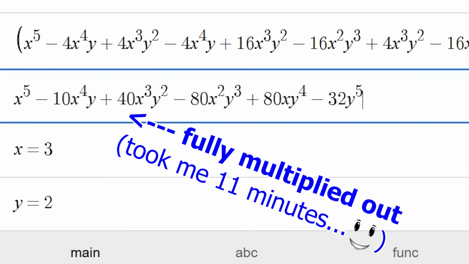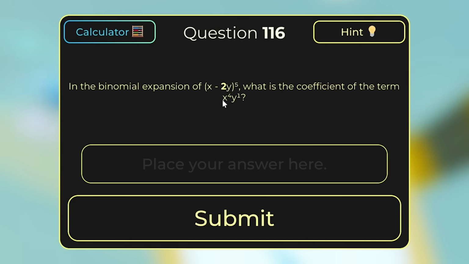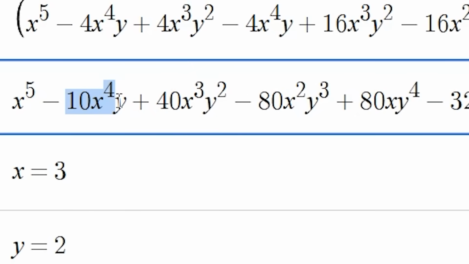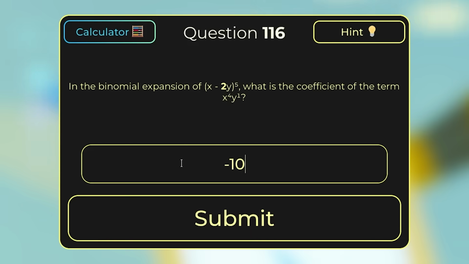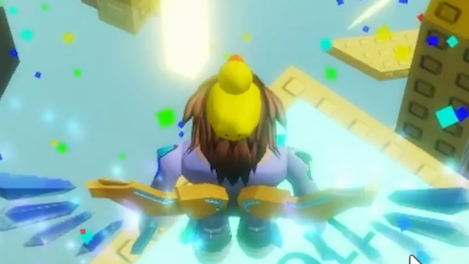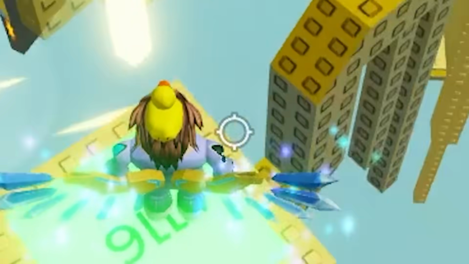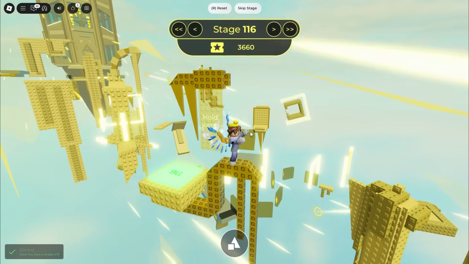Alright, that took forever. I really hope I got it right. What is the coefficient of x4, y1? That would be this one here, and it's negative 10. Oh, finally. That was all worth it in the end. Alright. I can take a break from the math and do some obbying.